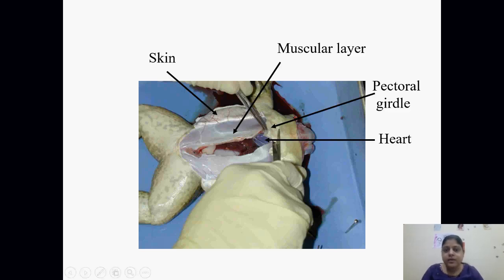Like this is the skin of the frog. This is the muscle layer. This is the pectoral girdle. We reach the pectoral girdle from the pelvis, and below the pectoral girdle there is the presence of the heart.